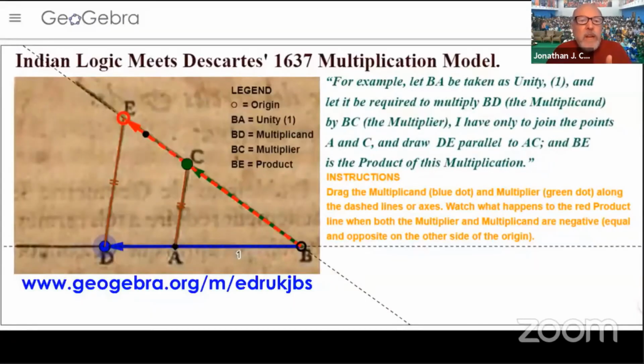So what we can then do is put this into a GeoGebra applet, and we can then use similar triangles to work out the products of multiplication. This was the good idea that got us off the area model. And so we've got a blue multiplicand, we've got a green multiplier, and we've got a red product.